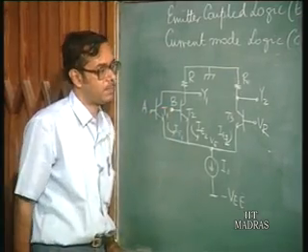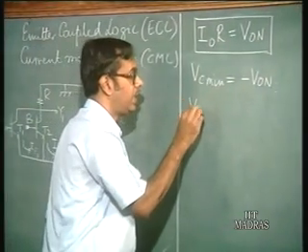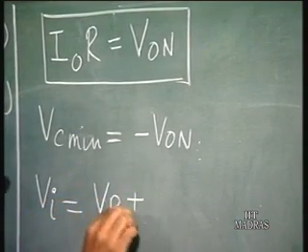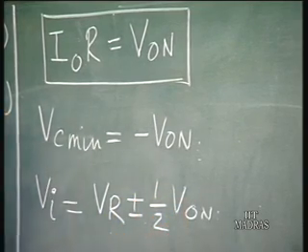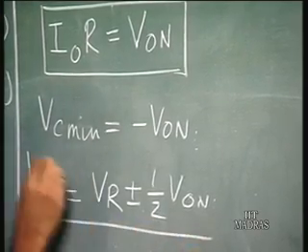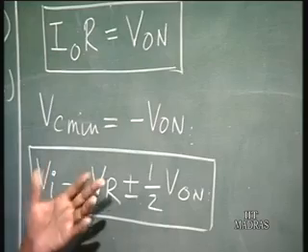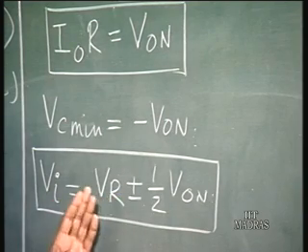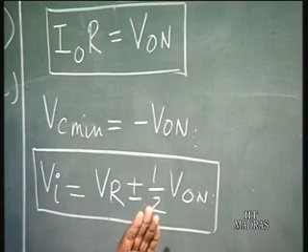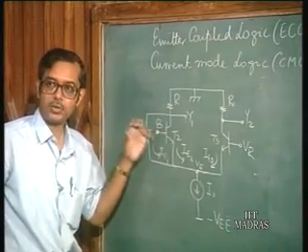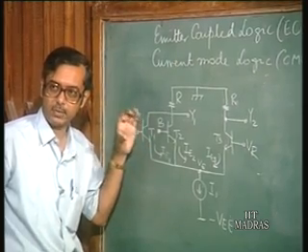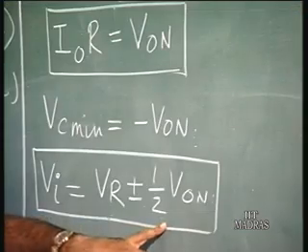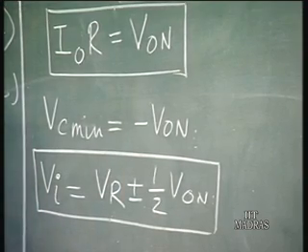The next condition which we impose is that let Vi, the input voltages, be equal to Vr plus or minus half V on. That is, the input voltage variation is a range of V on about Vr. The input voltage can vary from Vr minus half V on to Vr plus half V on. That is, the input voltages at the inputs should vary within this range. We want to ensure that it should not exceed that variation. That is, the total input variation will be 1 V on, from Vr minus half V on to Vr plus half V on.